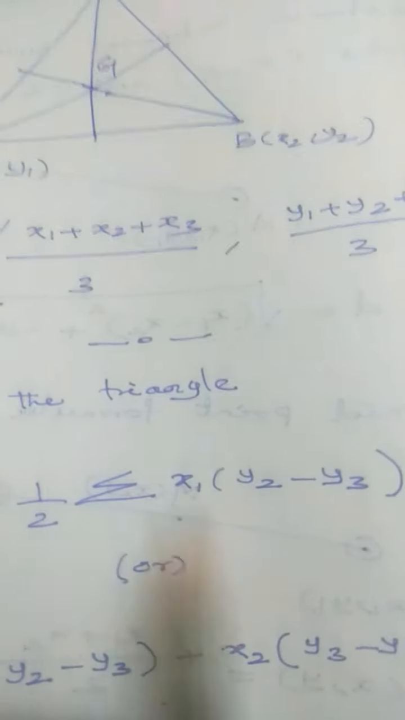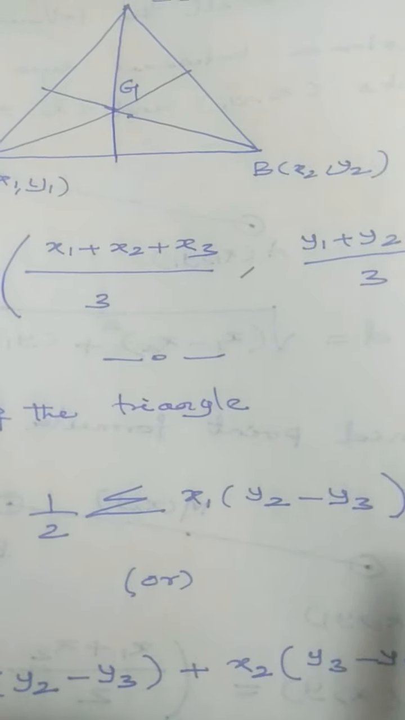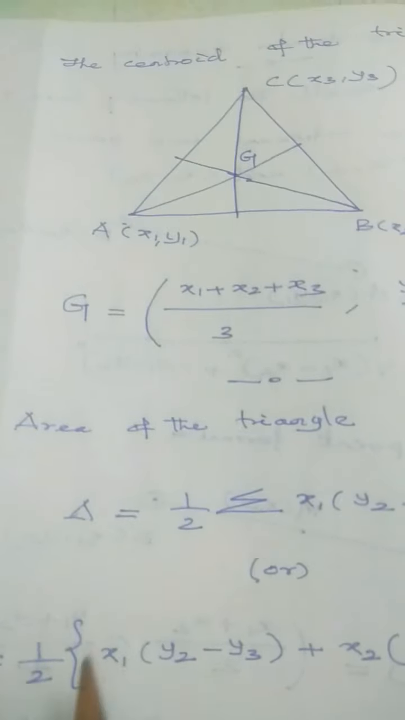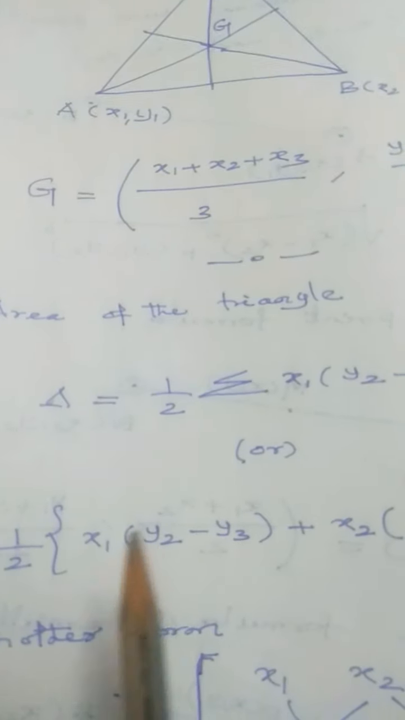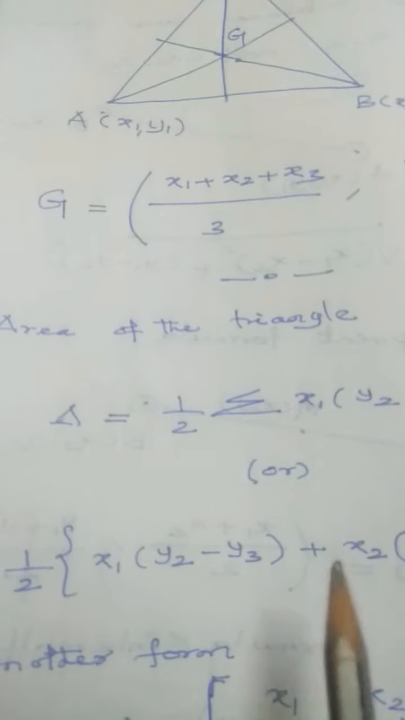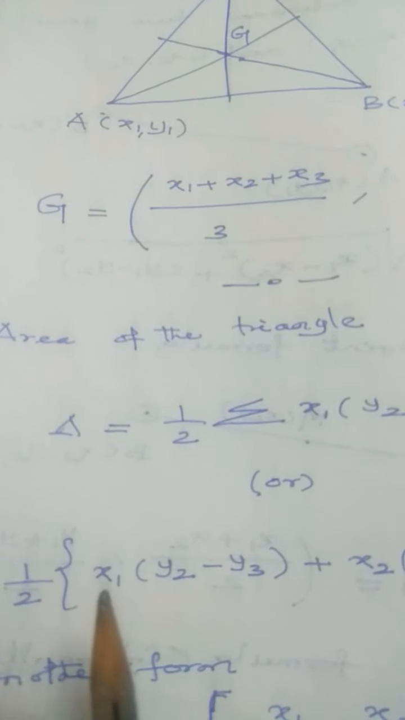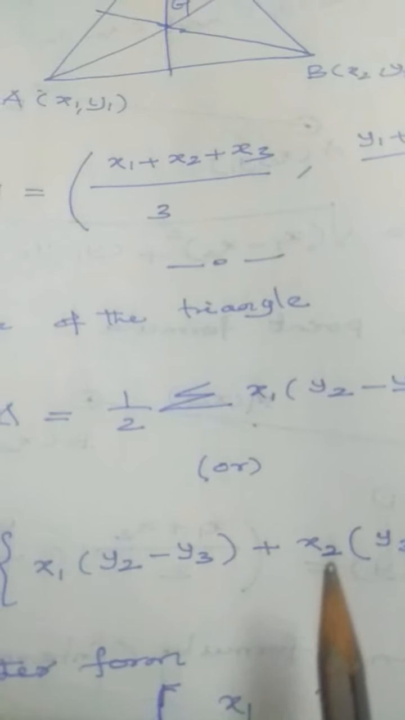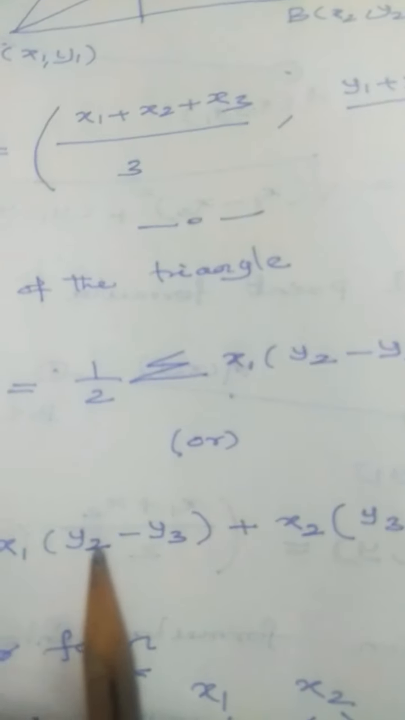For sigma summation, you have to give continuous numbers. That is 1 by 2 into x1 into (y2 minus y3) plus, in the same pattern, if it is x1 here, it is x2, y3 is here, and therefore next y2 is here, and therefore it is (y3 minus y1) plus x3 into (y1 minus y2). That is the expansion for this summation.